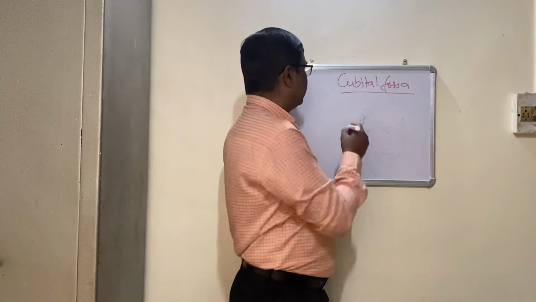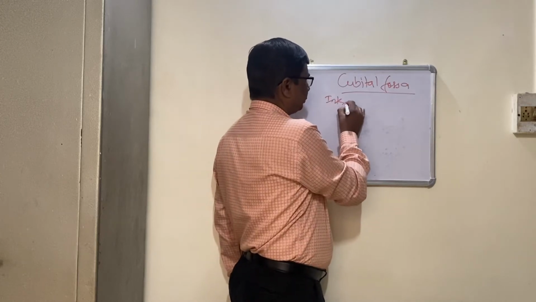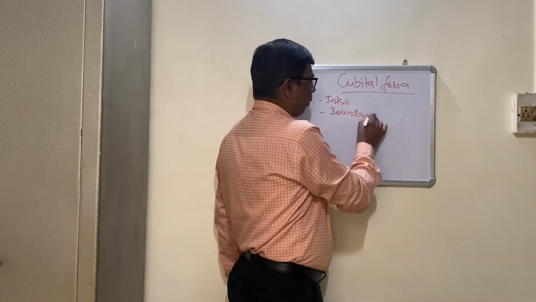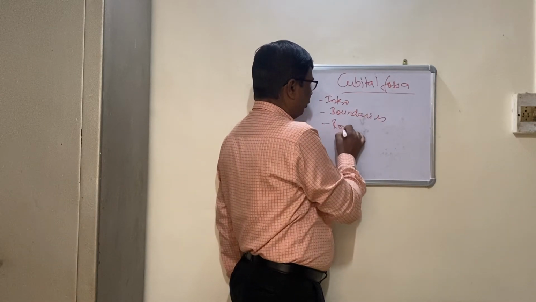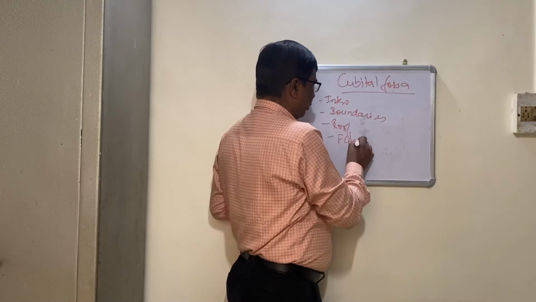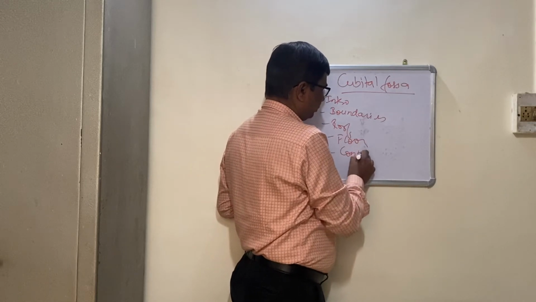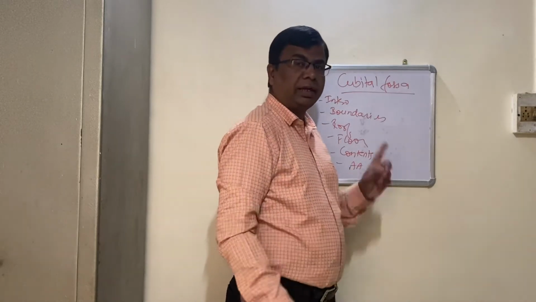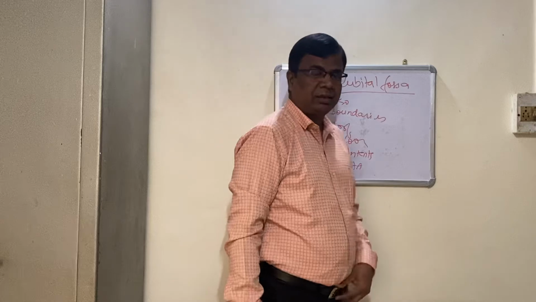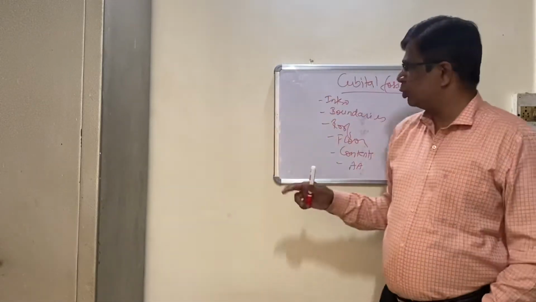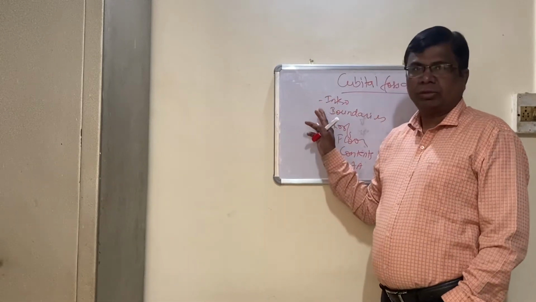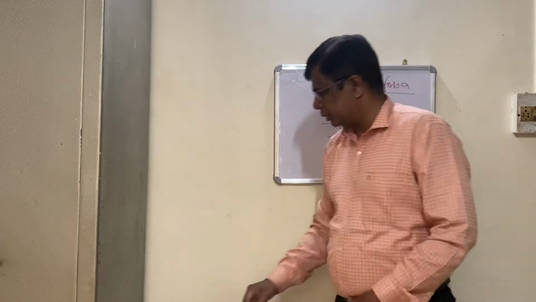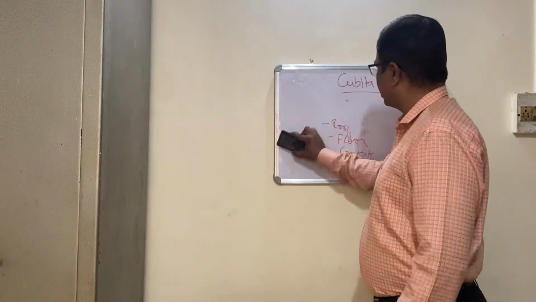Now, as we talk about any answer in points, we'll talk about this answer also in points. First will be introduction, then you will write boundaries, the roof, floor, contents, and the last point is applied anatomy. These are the points under which you write any fossa, any triangle, anything in anatomy. Okay, so we'll talk about them one by one now.